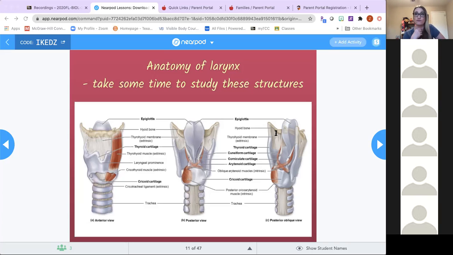Yes, because the longer vocal cords are going to mean a lower range. And I actually have a little video on the sound and how the sound is determined.